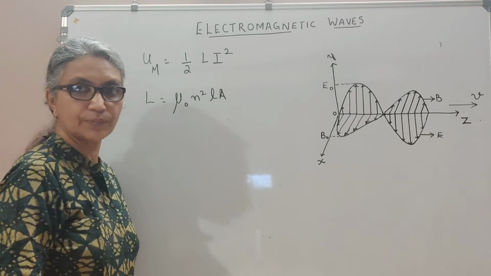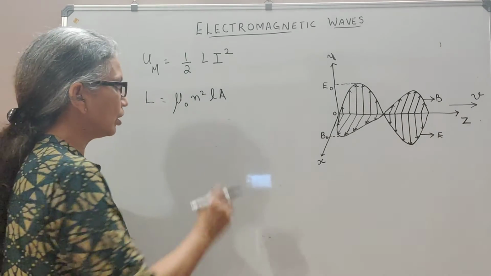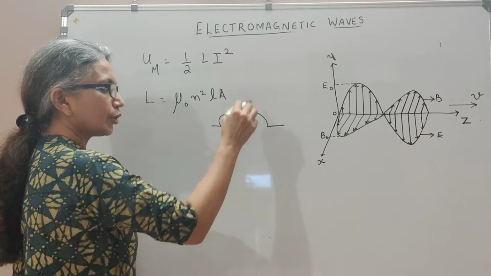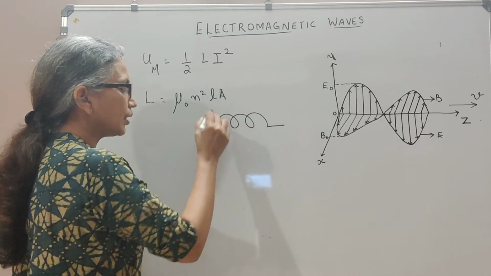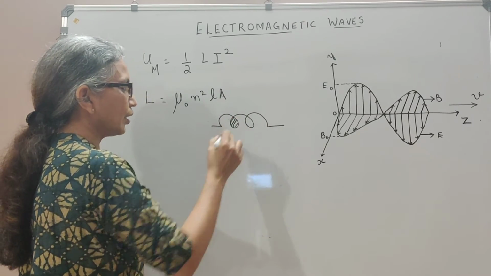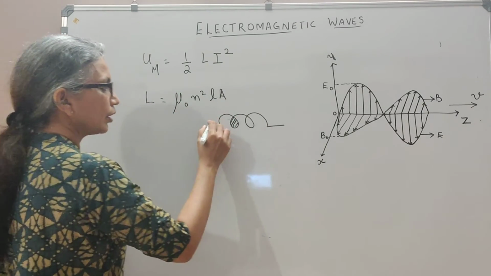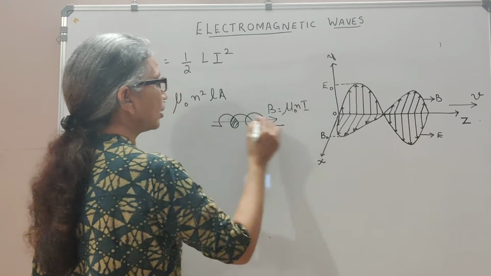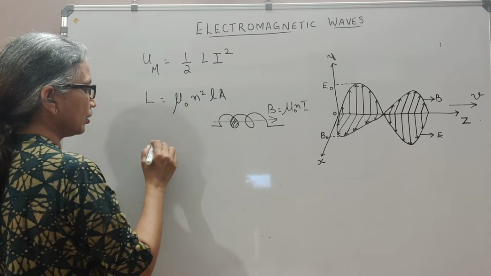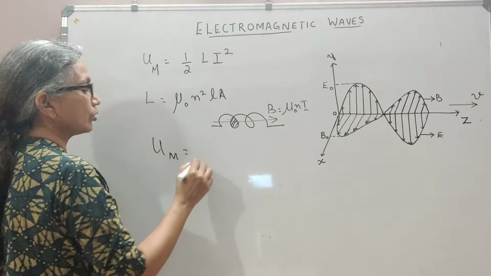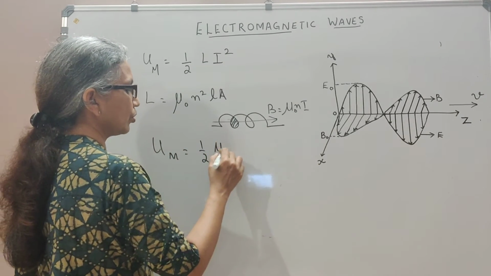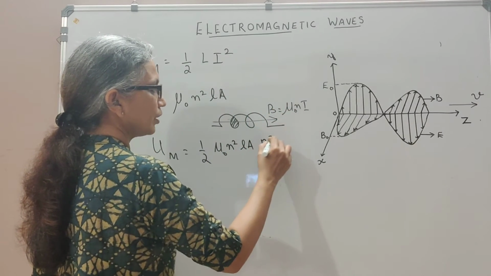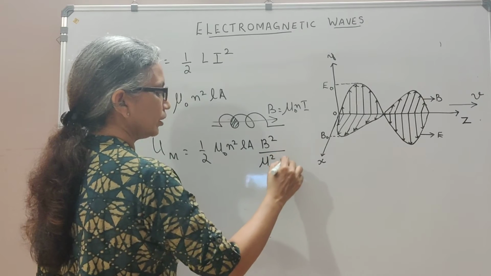This again comes from the 6th chapter, electromagnetic induction, where for an inductor, n is the number of turns per unit length, L is the length of the inductor, and A is the area. For an inductor, we have a magnetic field B given by mu 0 n i. So if I substitute these values here, we have U_M equal to half into mu 0 n square L A. i square from here will be B square by mu 0 square n square.